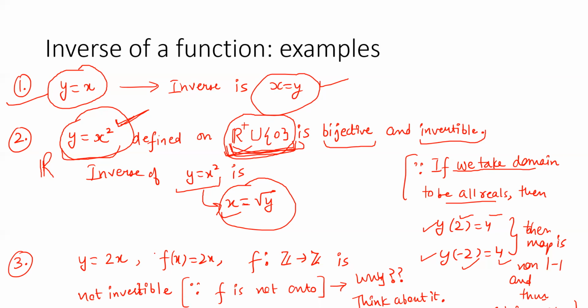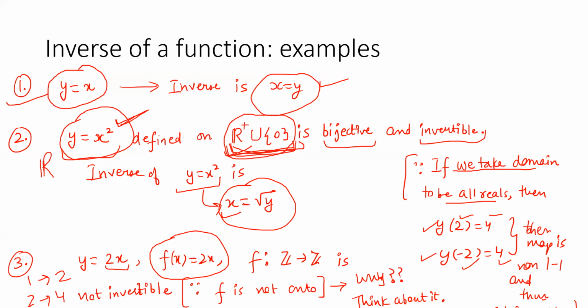But if I take the domain to be integers, if I define this particular function to be on integers and I map it this way, f(x) is equal to 2x, then this is not invertible because f is not onto. It will be 1-1, you can check, because 1 will be mapped to 2, 2 will be mapped to 4, because you have to multiply by 2, right? y is equal to 2x. So it will be 1-1.